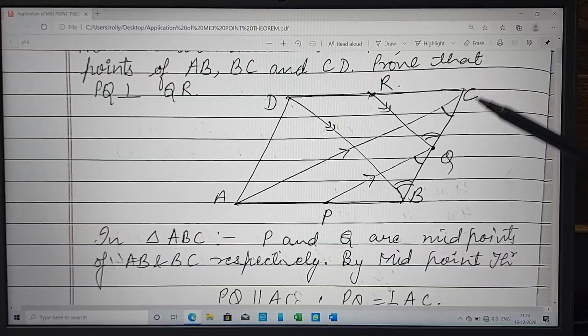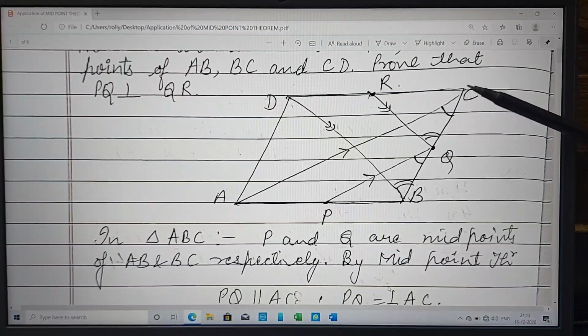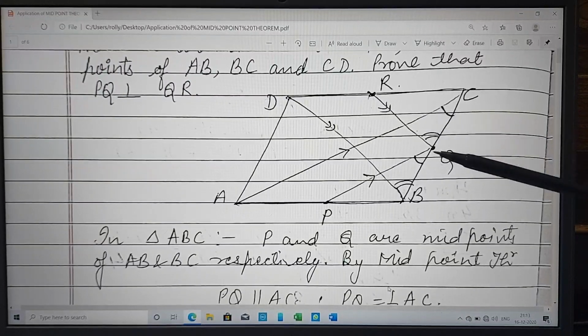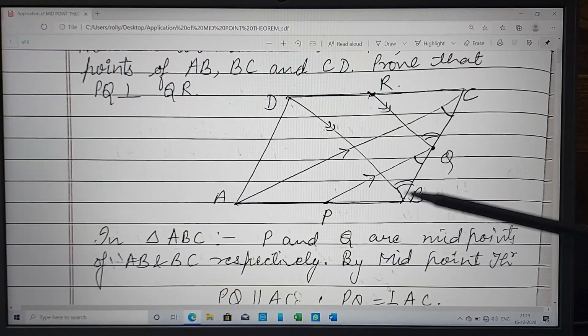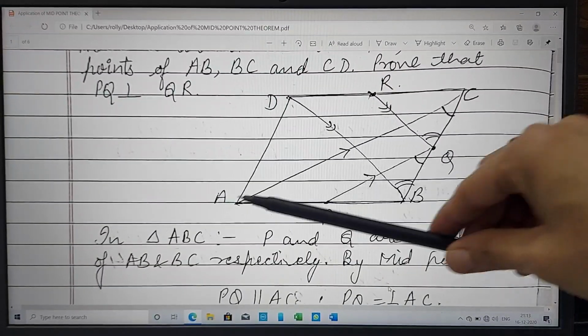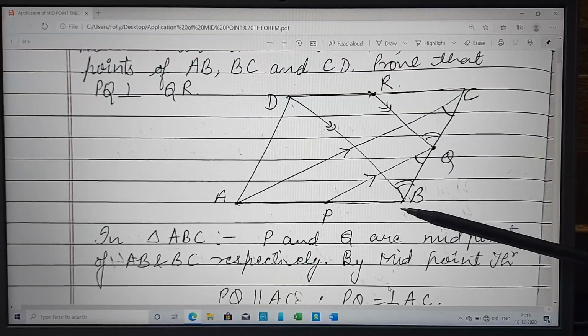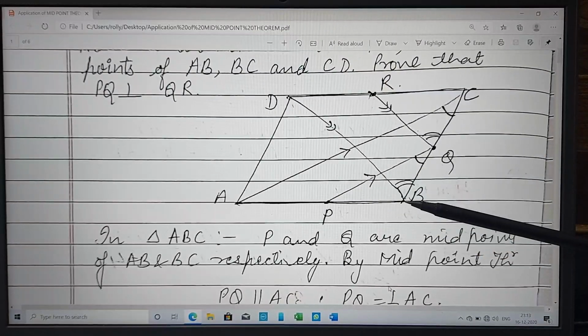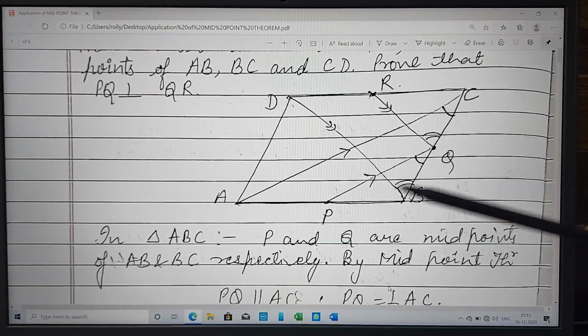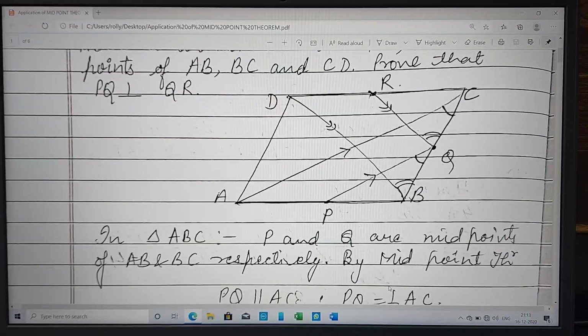We have shown that CQR, they have written CQR, and they have written PQB. Clear? PQB. If we talk about angle ACB and angle PQB, they are equal to each other. So angle ACB is half of the complete angle C, so PQB will also be half of complete angle C.